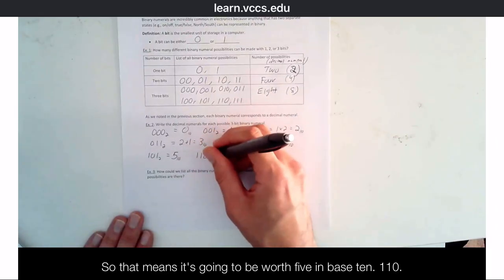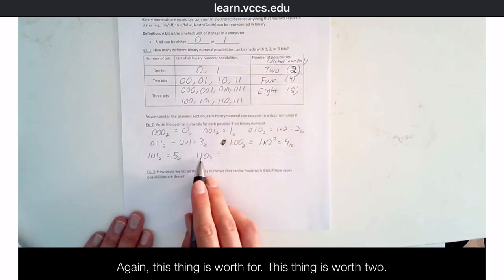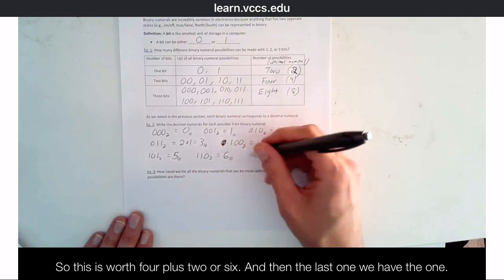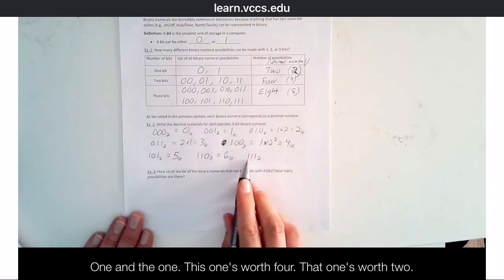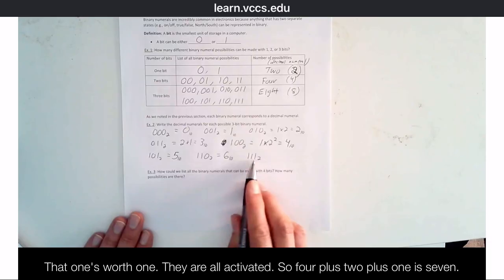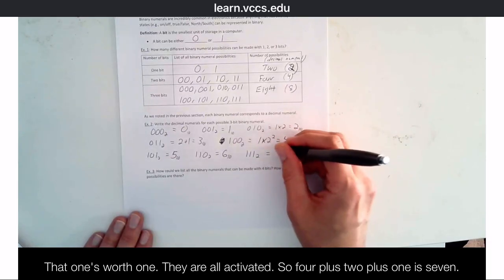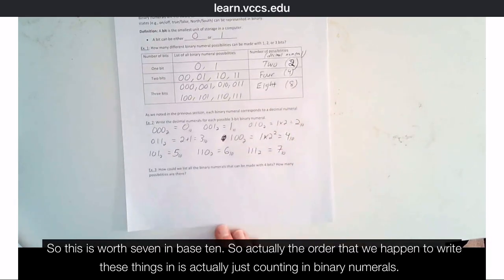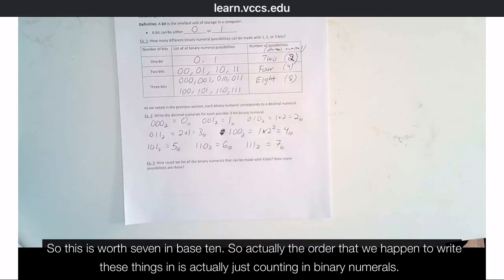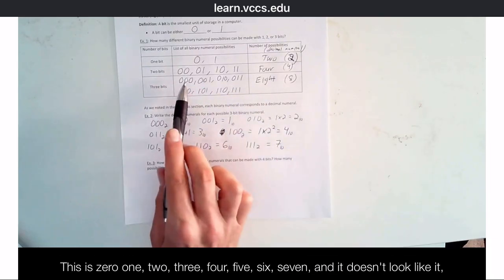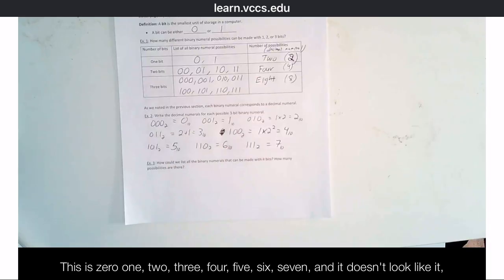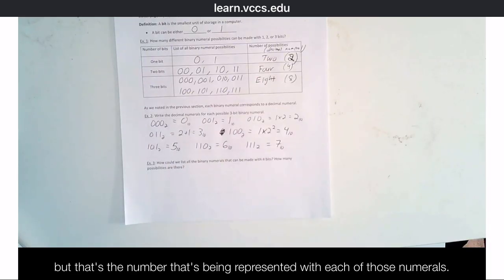1, 1, 0. Again, this thing is worth 4. This thing is worth 2. So this is worth 4 plus 2, or 6. And then the last one, we have the 1, 1, and the 1. This one's worth 4. That one's worth 2. That one's worth 1. They are all activated. So 4 plus 2 plus 1 is 7. So this is worth 7 in base 10. So actually, the order that we happen to write these things in is just counting in binary numerals. This is 0, 1, 2, 3, 4, 5, 6, 7. That doesn't look like it, but that's the number that's being represented with each of those numerals.